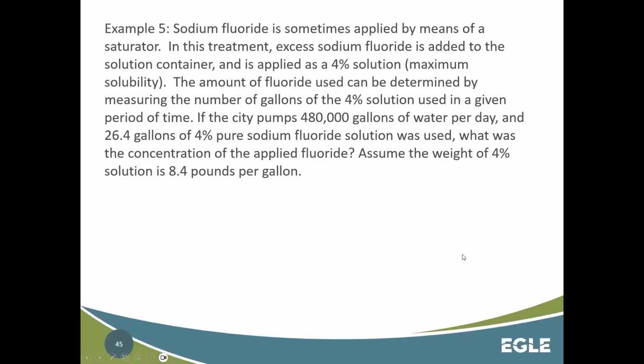So sodium fluoride is sometimes applied by means of a saturator. In this treatment, excess sodium fluoride is added to the solution container and is applied as a 4% solution, the maximum solubility. The amount of fluoride used can be determined by measuring the number of gallons of the 4% solution used in a given period of time. If the city pumps 480,000 gallons of water per day and 26.4 gallons of 4% pure sodium fluoride solution was used, what was the concentration of the applied fluoride?